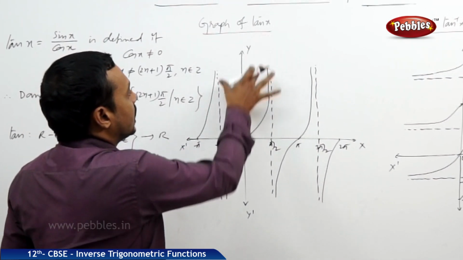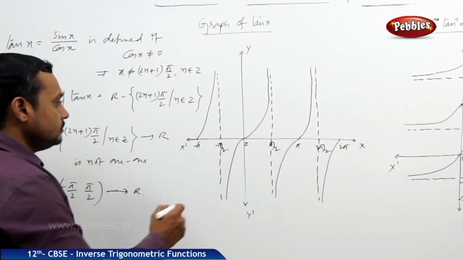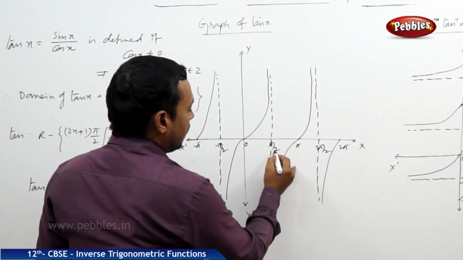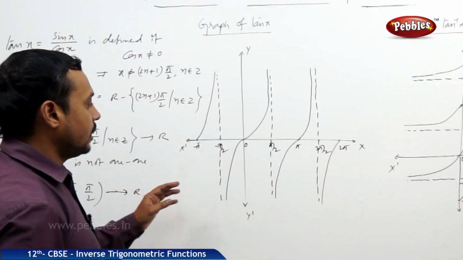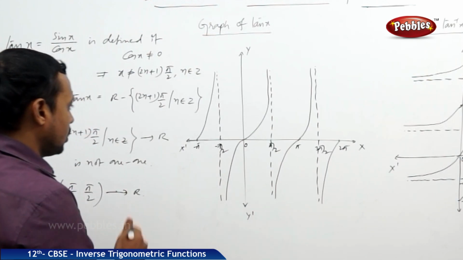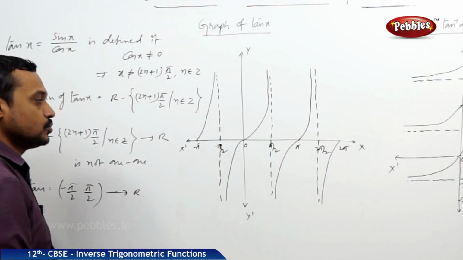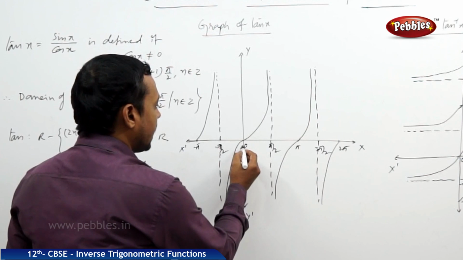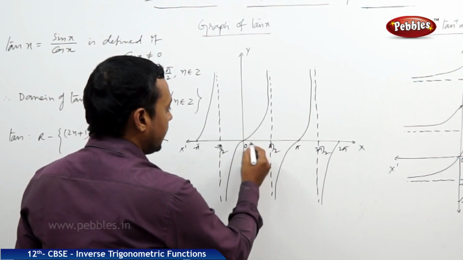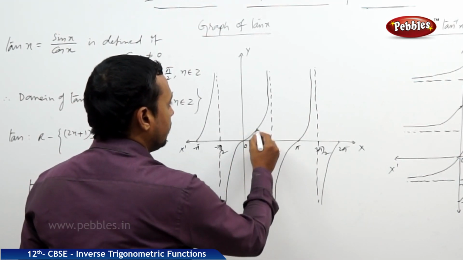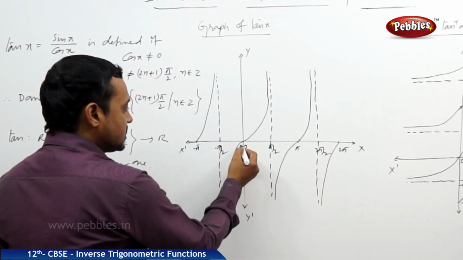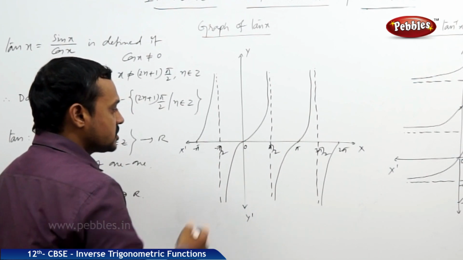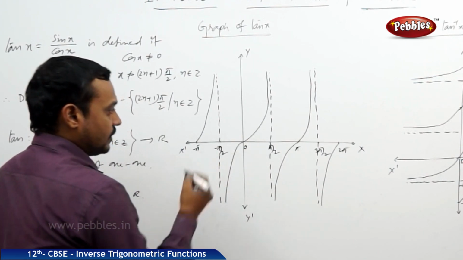So here is the graph of tan x. The tan function at pi by 2, 3 pi by 2, 5 pi by 2, similarly minus pi by 2, minus 3 pi by 2, at those values tan does not exist because they are all odd multiples of pi by 2. So as x tends to pi by 2, tan x tends to infinity, and tan 0 is 0, and as x tends to minus pi by 2, the tan value tends to minus infinity.